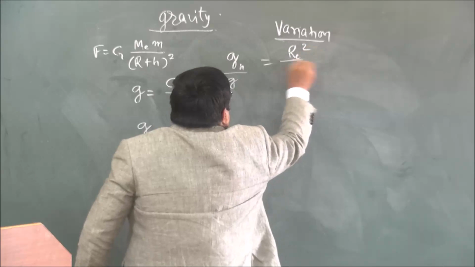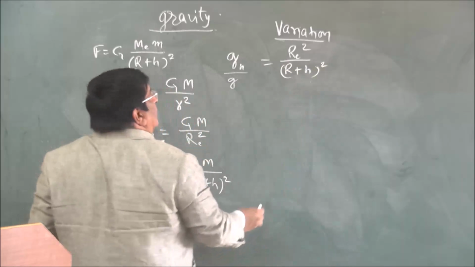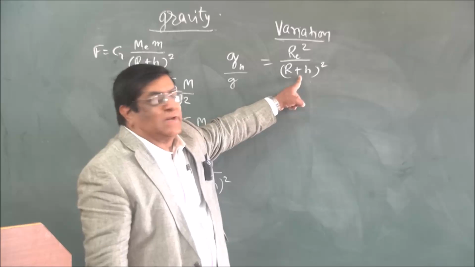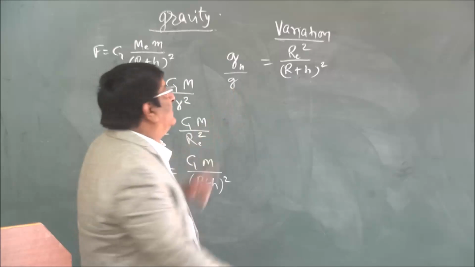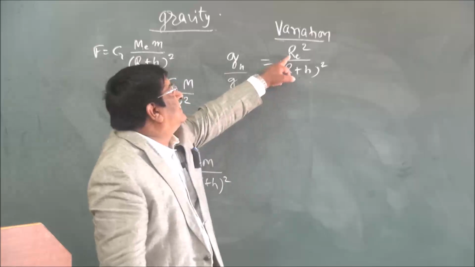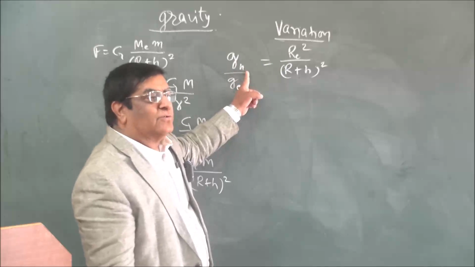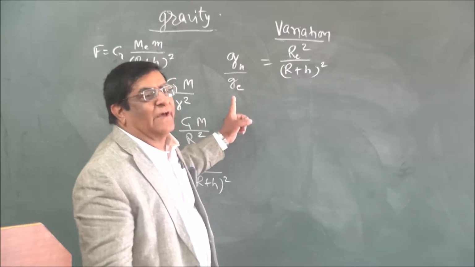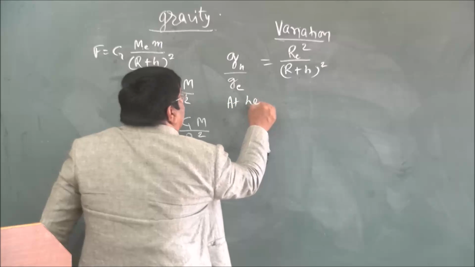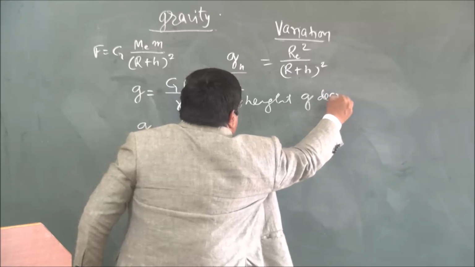R upon R plus h square. So which is larger? The denominator is larger. This is gravity on the surface of the earth, so this is a smaller quantity. That means when we go to a height, the value of acceleration decreases. So we simply write: at height, g decreases.